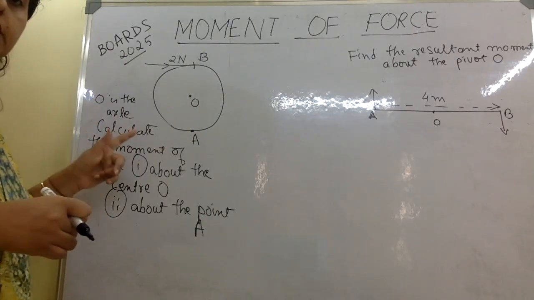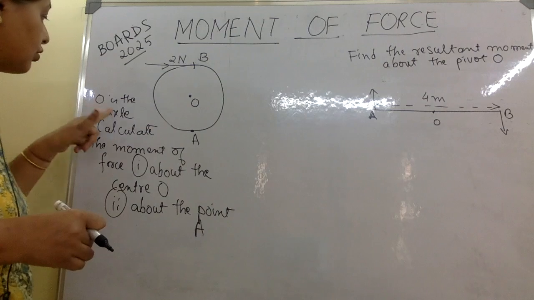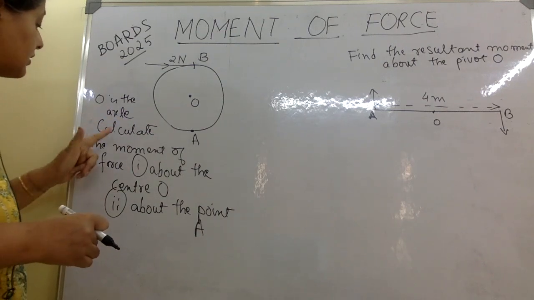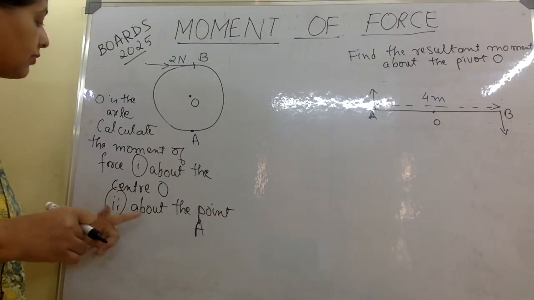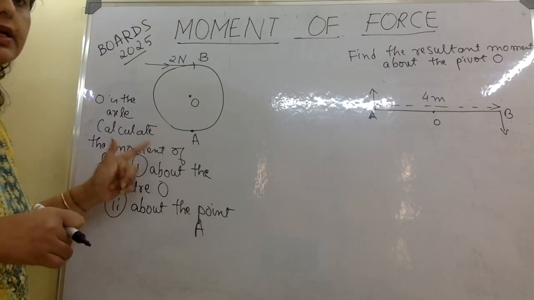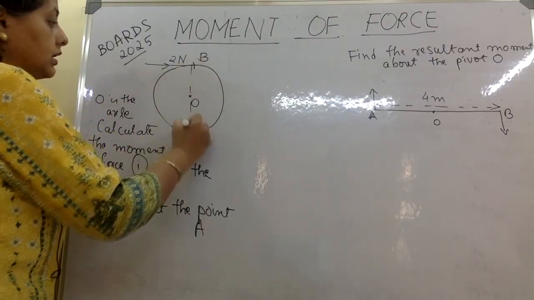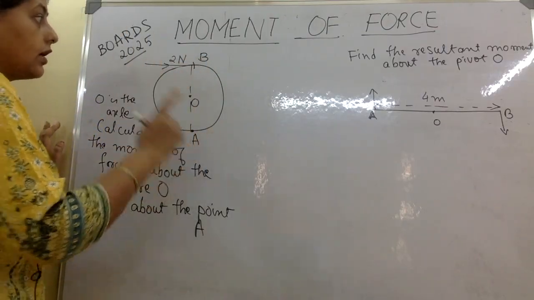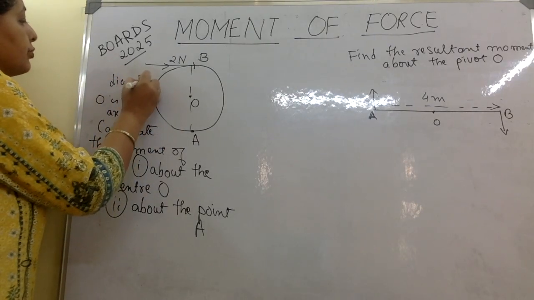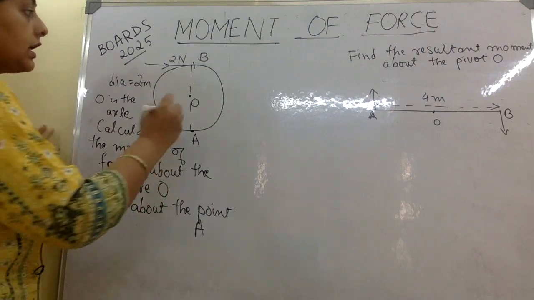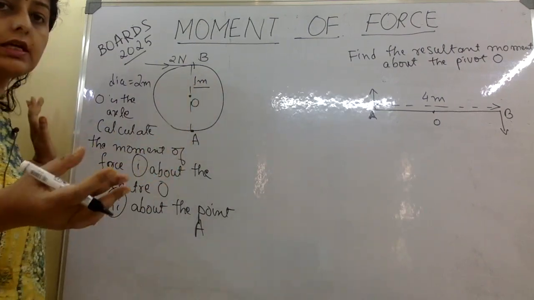So here we are given a wheel in which O is the axle. Calculate the moment of force about the center O and about the point A. Now the diameter of the wheel has been given to be 2 meters. If the diameter is equal to 2 meters, then this much is 1 meter, and here the radius is another meter.